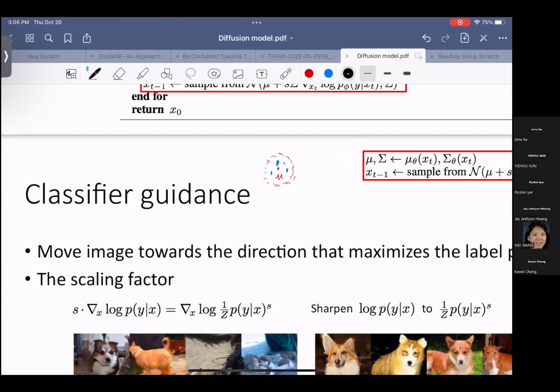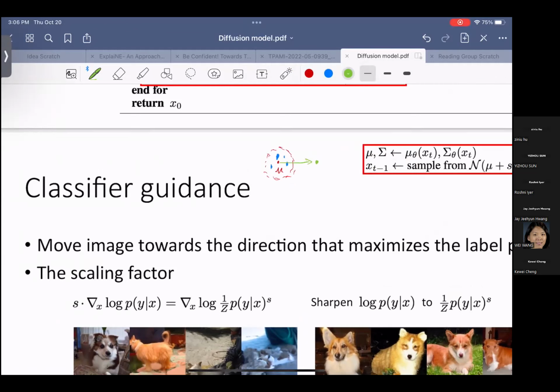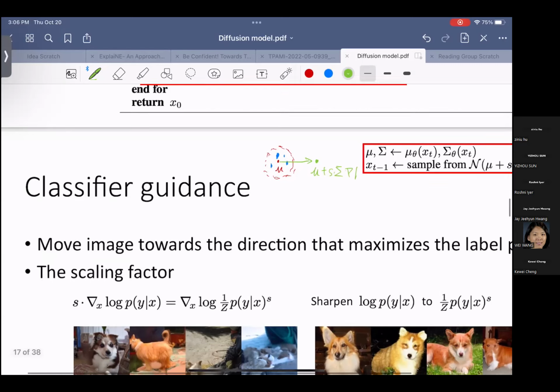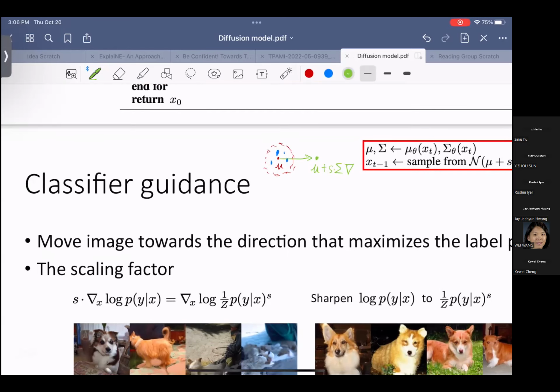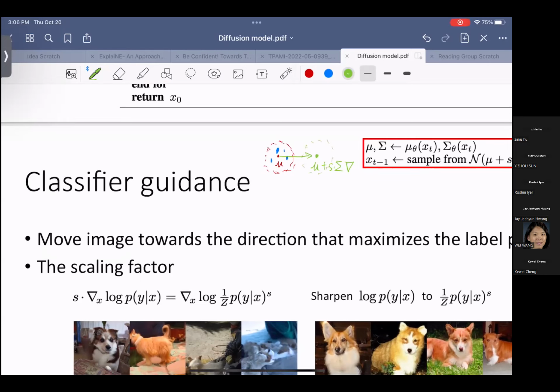But what they are doing right now is that they shift it a little bit, maybe here, right? This is mu plus S times this sigma times this gradient. I will just use the gradient because the expression is so long. But what they are saying is that as long as you move towards this green direction, you will maximize the probability of the image being this green class, whatever it is, like a dog, right? Then later on, when you do the sampling, if your mean has moved, then you will get these green points, right? Which are more likely to be a dog.